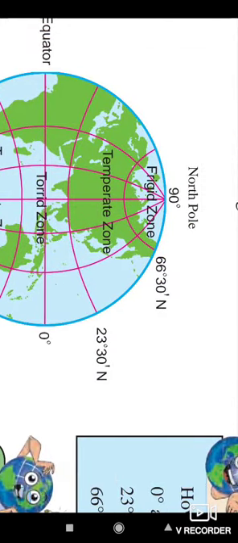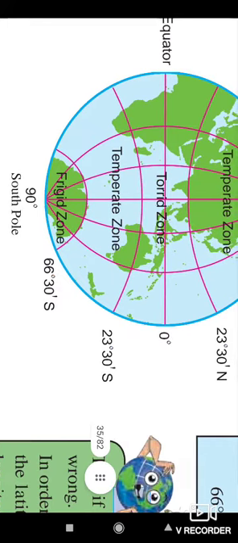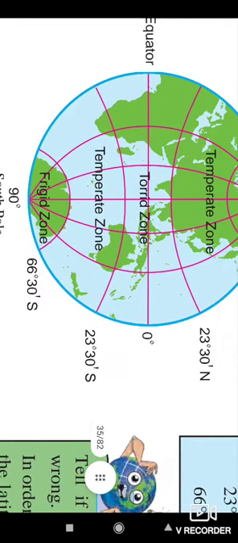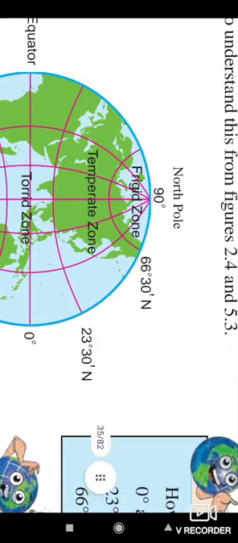So at the north pole and the south pole there is a frigid zone. It is always covered with snow, at 66 degrees 30 minutes south and 66 degrees 30 minutes north. Above them it is a frigid area. It is considered a frigid area.